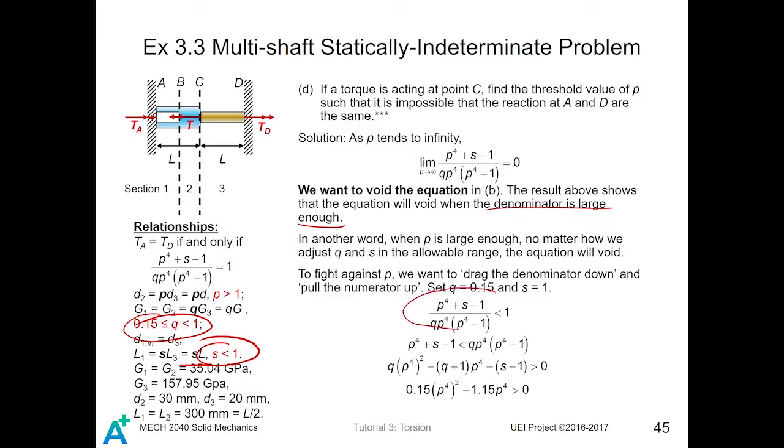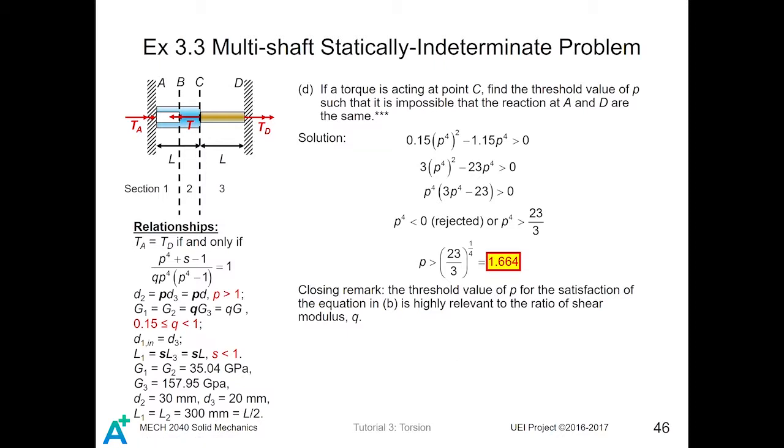We expand this equation in this way, such that both sides are polynomials. Then we rewrite this equation in this way. Notice that we can write P to the power 4 as a quadratic term. Put our optimal values of Q and S into this equation, then we have this inequality.